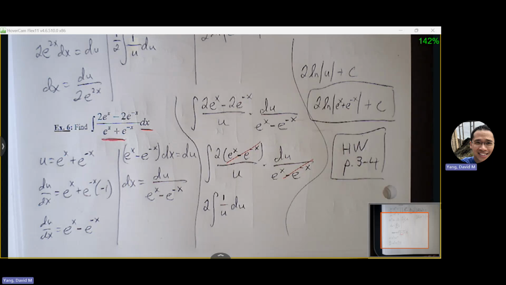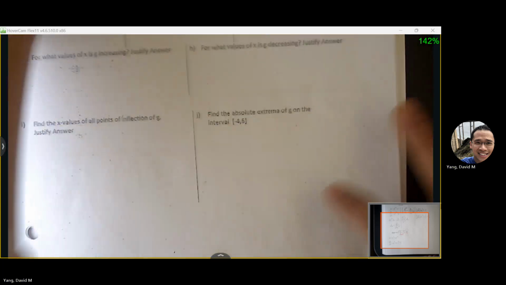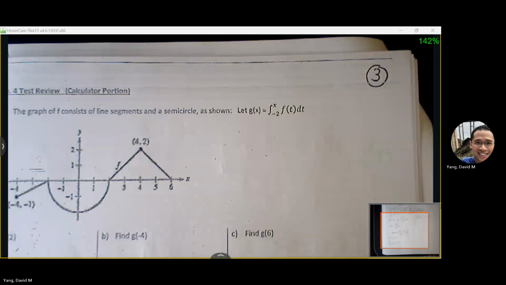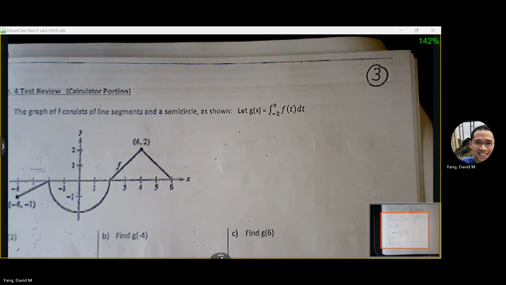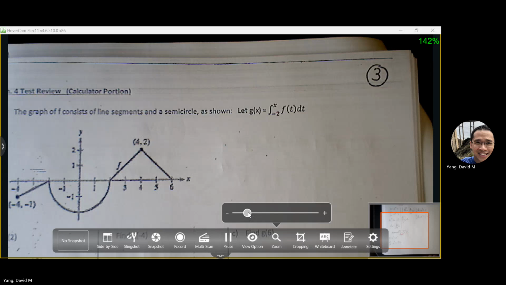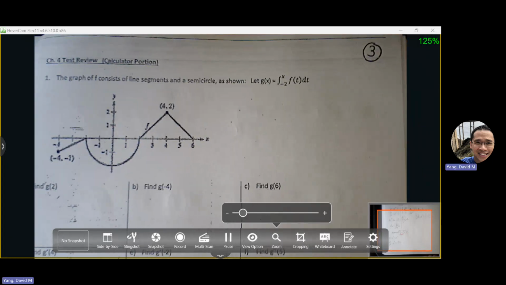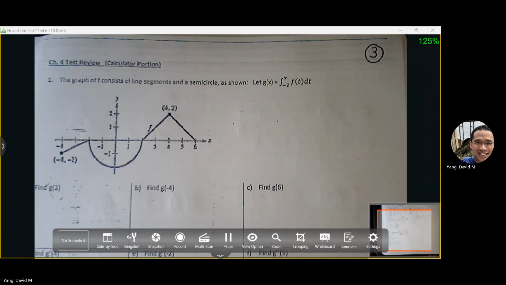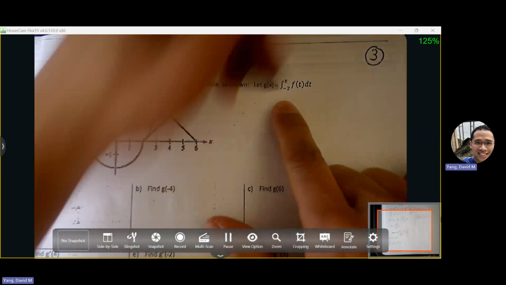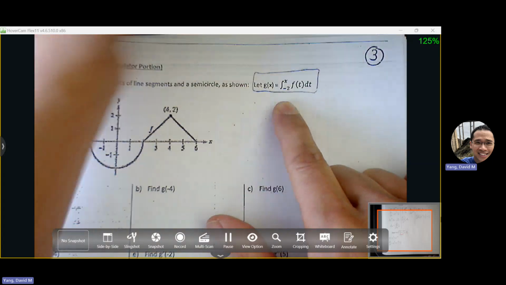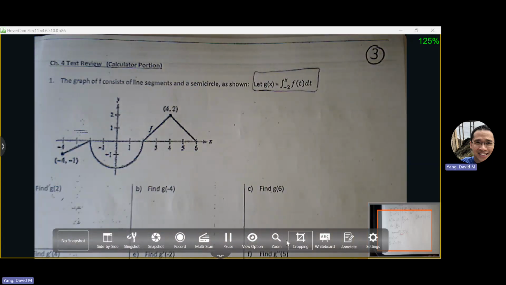Let's look at page 3. We did page 2. Now let's look at page 3. So before we go and find values from across g of x or g prime or g double prime, let's build out our rules first. So we have a definition for g of x. That's great. We can use that, which involves the area.